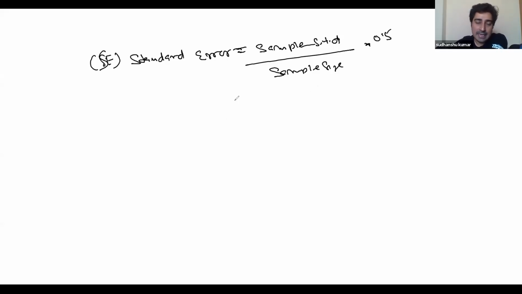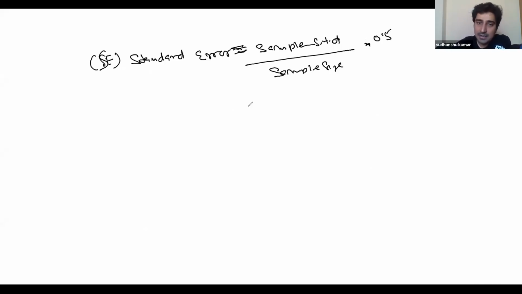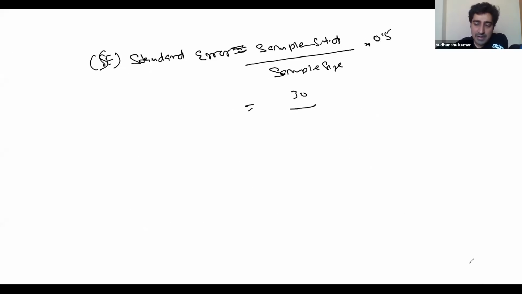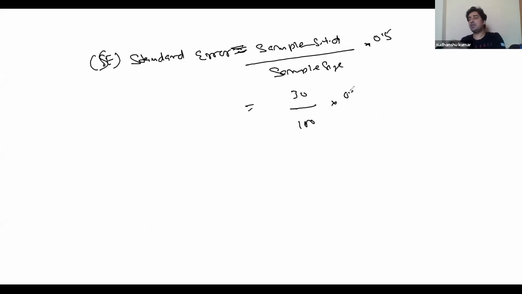Okay. So first of all, we will find out what the standard error is. If we have to prove or disprove this, first of all I will find out the standard error. So what is the sample standard deviation? The sample standard deviation, which we have written over here, is equal to 30, divided by the sample size. What is the sample size that has been given? The sample size given is 100. So it's basically 100 into 0.5.